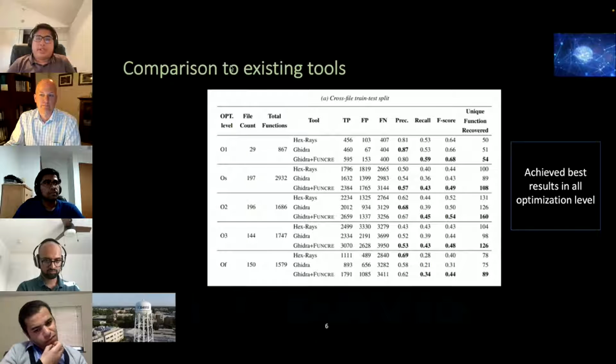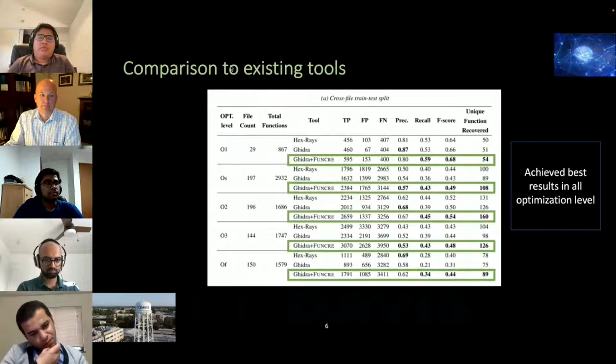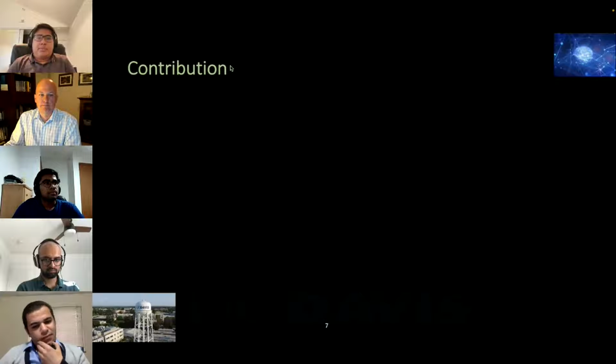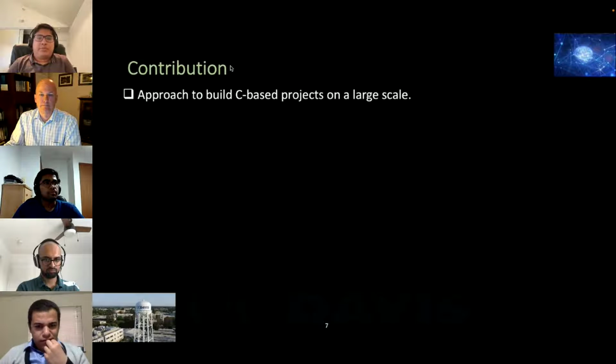And we achieved state-of-the-art performance for all the 5 optimization levels. And also, together with Ghidra, Funkry recovers the most unique functions. So let me summarize the contribution of this paper. In this paper, we propose an approach to build C-based projects on a large scale.